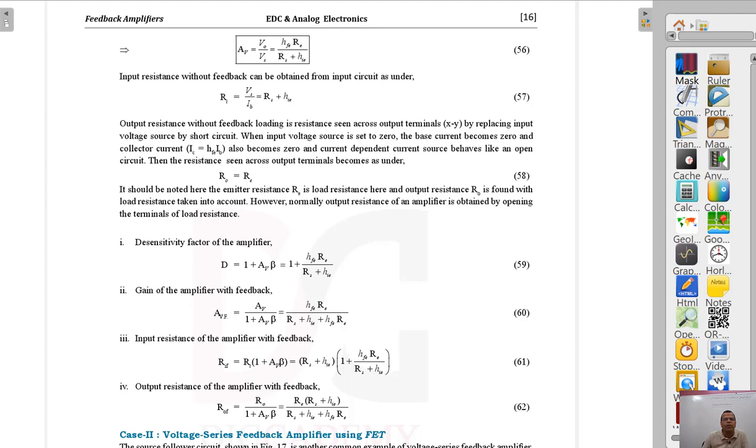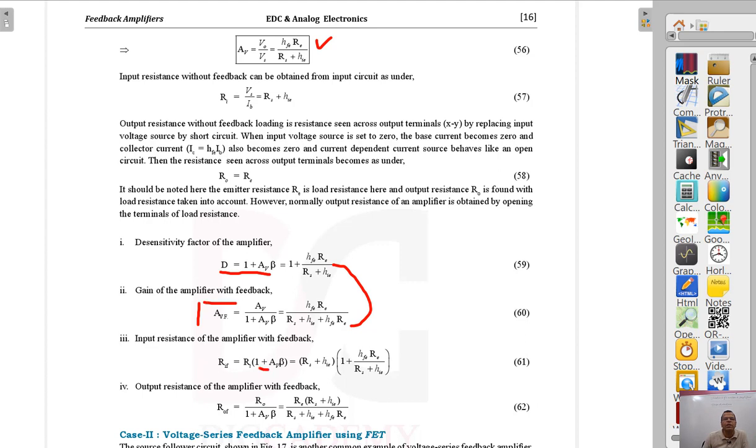So now, what is desensitivity? Desensitivity is given by D is equal to 1 plus A_V beta, and we know what A_V is, that's there. So you simply replace A_V and beta. Beta is 1, so we have obtained desensitivity. And for a feedback amplifier, gain with feedback is what? Open loop gain divided by 1 plus A_V beta. So you just replace it by this, or you can simply put A_V and beta in this expression. You are able to get the expression of gain with feedback.